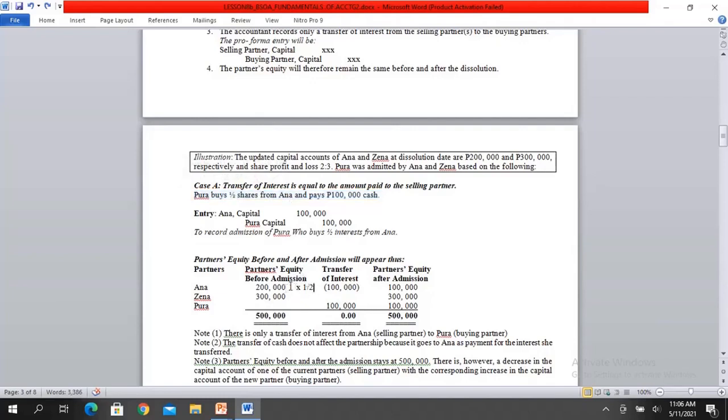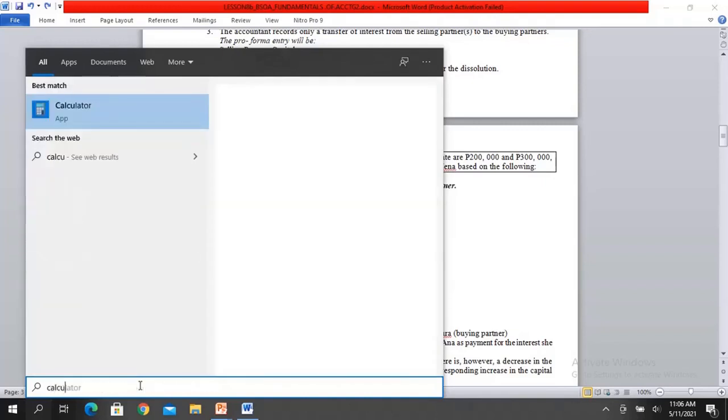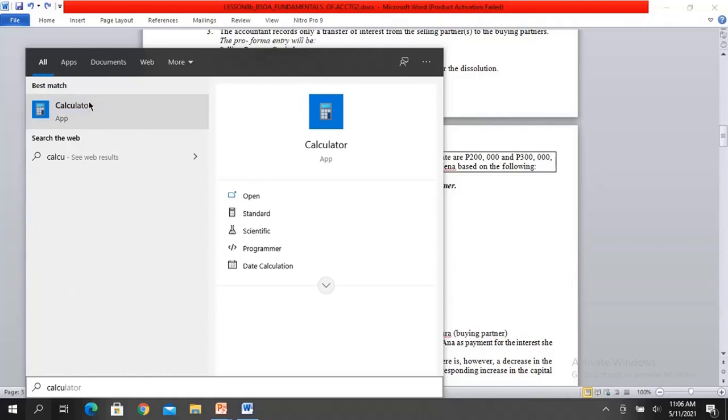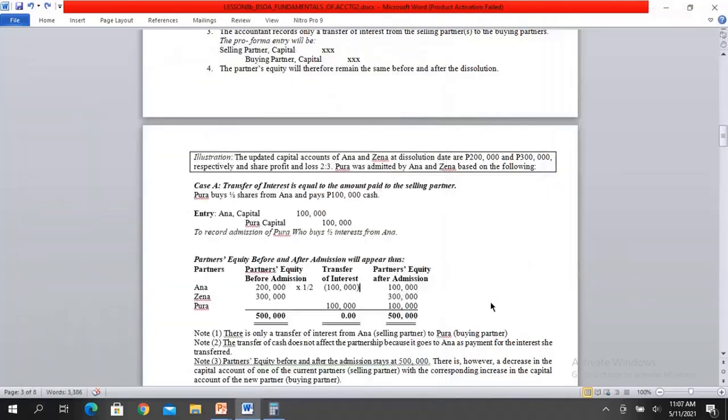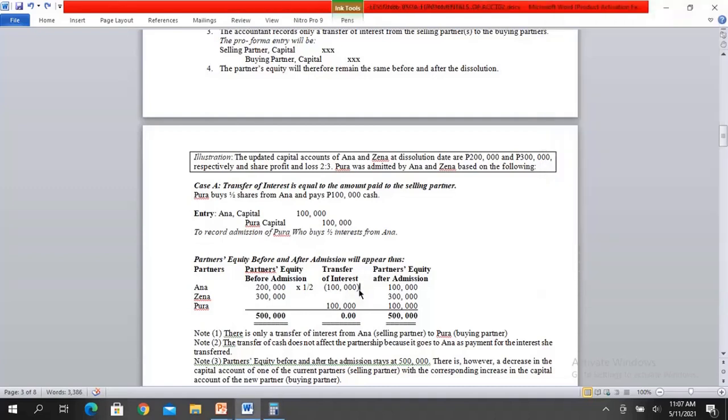Kaya, i-multiply natin yung 50%. So, 200,000 times 1 divided by 2 is 100,000. So, tingnan natin. Ayan. So, 200,000 times 1 divided by 2 is 100,000. So, kaya yan naka-close and open parenthesis kasi babawasan natin yung 200,000 na equity ni Anna kasi transfer niya or binenta niya to kay Pura.